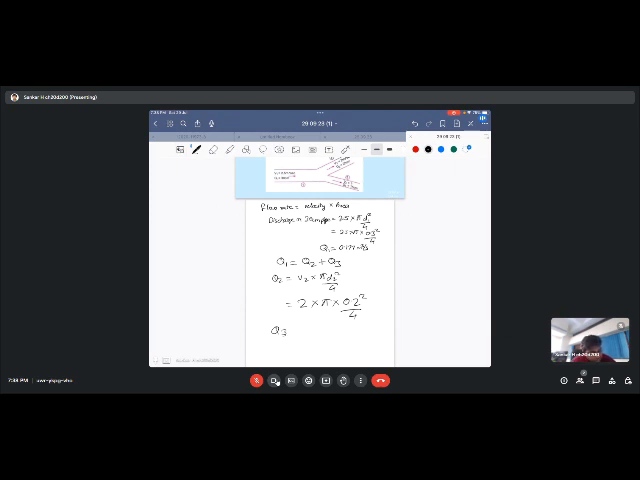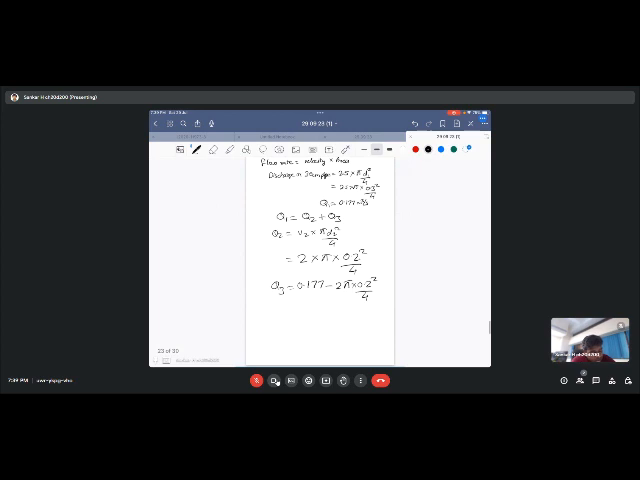And Q3 should be therefore equal to Q1 minus Q2, which is 0.177 minus 2 pi times 0.2 square by 4. Therefore, you'll get velocity at 3 as Q3 divided by A3. We know that Q3 is equal to V3 times A3. Therefore, V3 is equal to Q3 by A3.